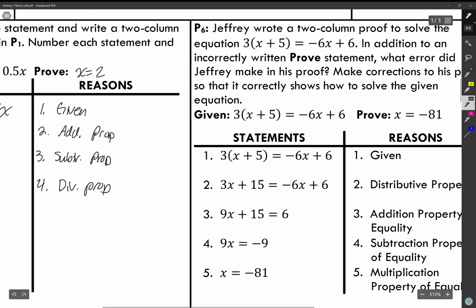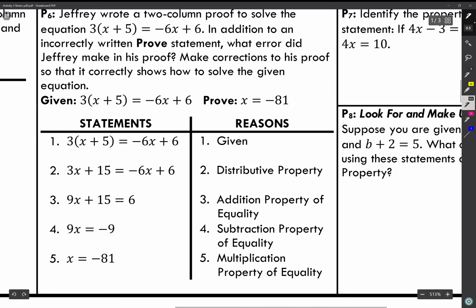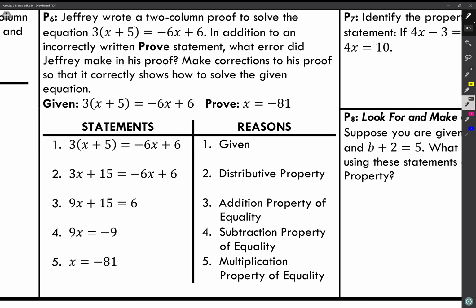All right, P6. Jeffrey wrote a 2-column proof to solve the equation 3 times x plus 5 is equal to negative 6x plus 6. In addition to an incorrectly written proof statement, so apparently this is wrong right here, what error did Jeffrey make in his proof? Make corrections to his proof so that it correctly shows how to solve the given equation.